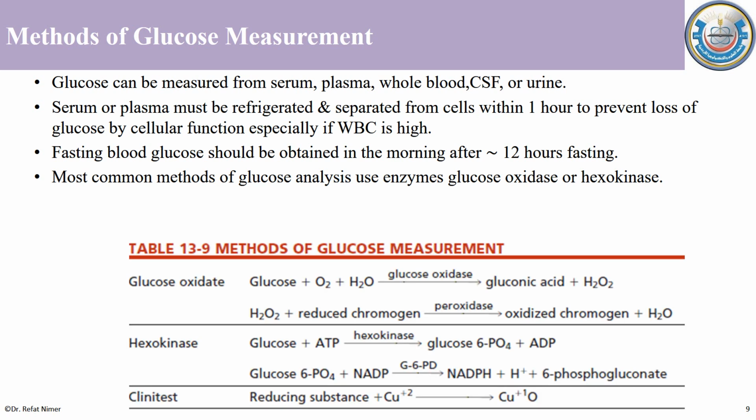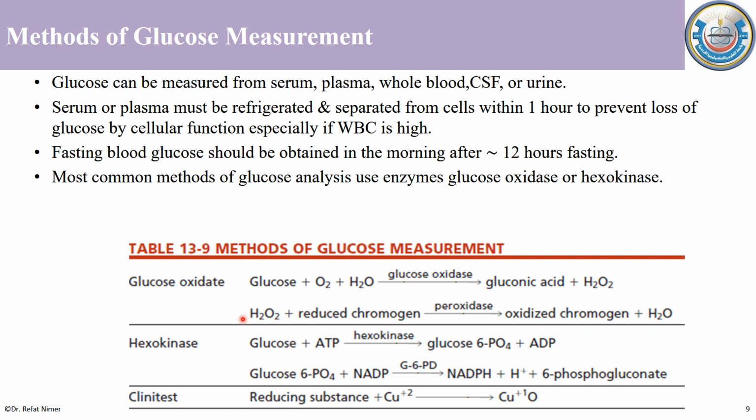As you can see here in this table, for glucose oxidase, the glucose reacts with O2 and H2O in the presence of glucose oxidase enzyme to form gluconic acid and hydrogen peroxide, H2O2. Then H2O2 reacts with reduced chromogen using peroxidase enzyme to form the oxidized form of chromogen and H2O. Then you can detect this oxidized form of chromogen and determine the glucose level.